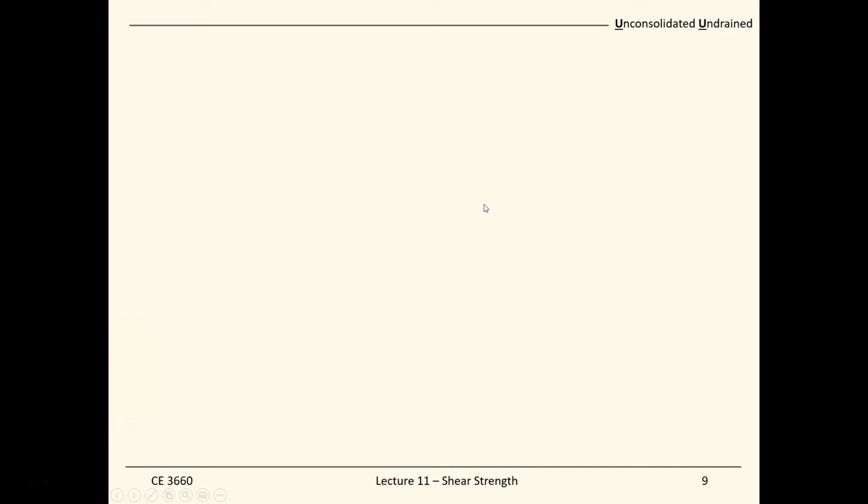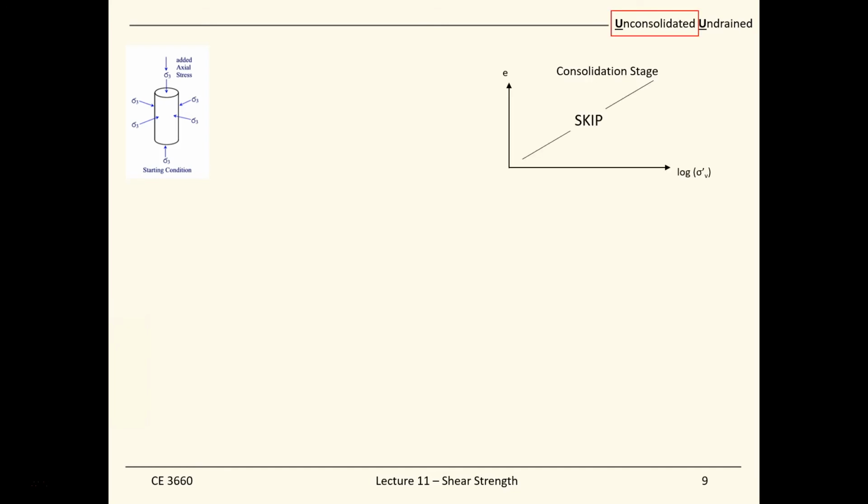Okay, so the next test that we will talk about is the unconsolidated undrained test. This is the test where we now have sigma 3. So it is a confined test, with the confining pressure added as sigma 3. This test is called the UU test, unconsolidated undrained test, which means for this type of triaxial testing, there's no consolidation stage.